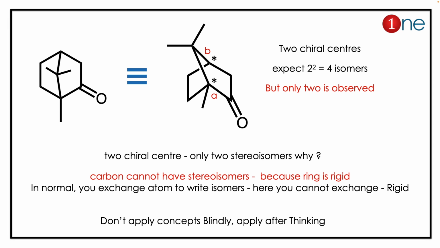The answer will be tricky because this carbon cannot have an isomer, because the ring is rigid, it will not flip at all. Normally you exchange the atoms to create the isomer. Here exchanging is not at all possible. The ring is very rigid and atom positions are specified. So the compound has only 2 isomers.